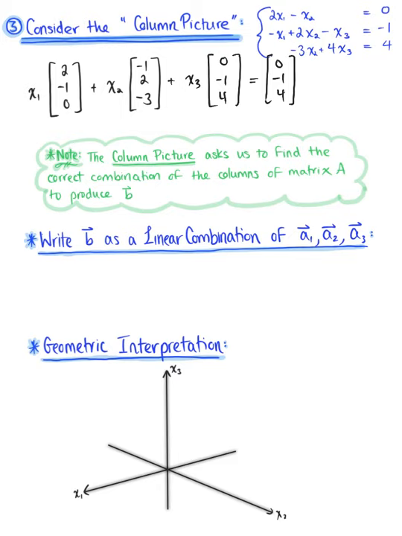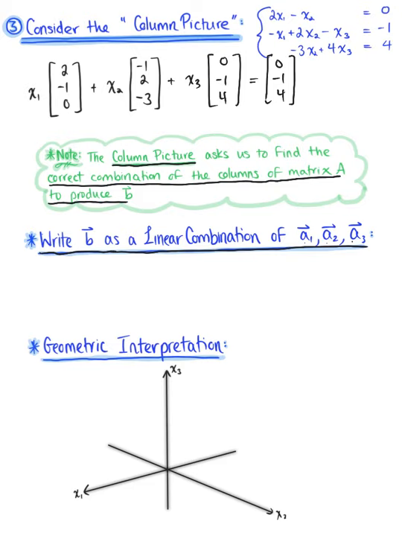Before, I want you to again keep in mind that the column picture asks us to find the correct combination of the columns of matrix A that are going to produce vector B. Put in more simple terms, we want to write this constant vector B as a linear combination of the column vectors A sub 1, A sub 2, and A sub 3. This example is easy enough that we can actually see the correct combination. Do you see it? If you don't, have no fear.